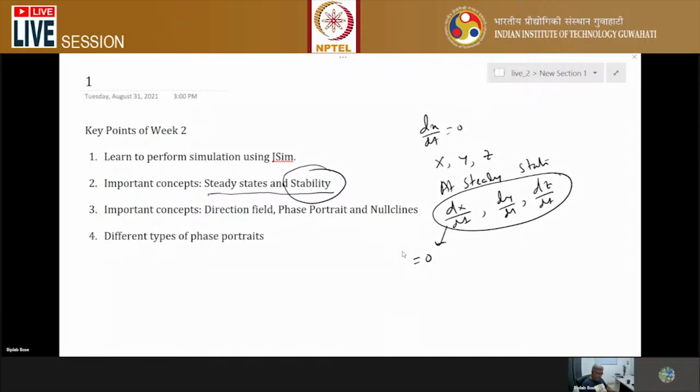So in a stable steady state, if you give a perturbation, the system will come back to the steady state. Hope you can see. If I give a perturbation to a steady state, if it is a stable steady state, it will come back.